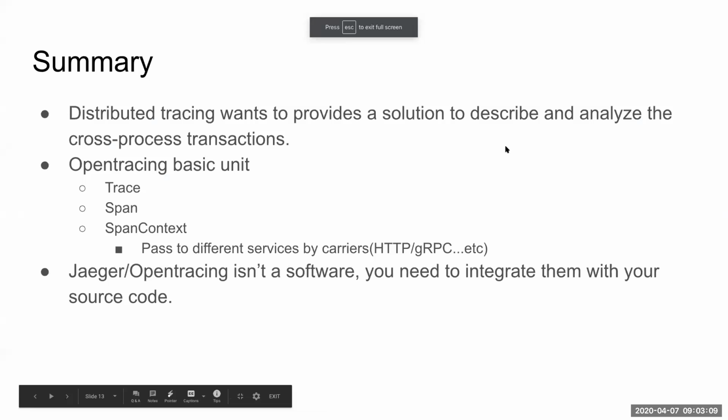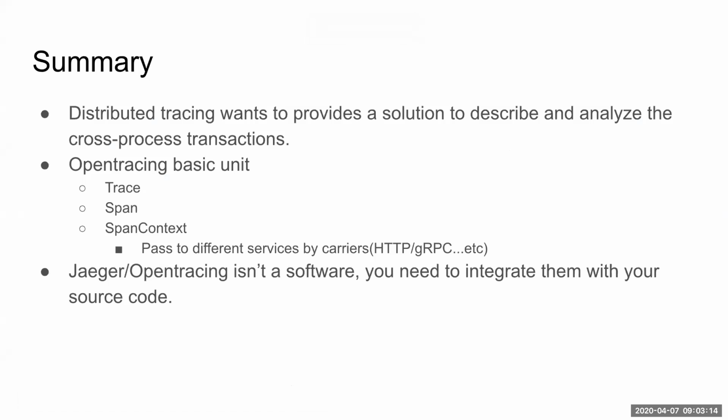So let me give a summary here. Distributed tracing wants to provide a solution to describe and analyze the cross-process transaction. And in OpenTracing, there are three basic units: trace, span, and span context. If you want to monitor the span across processes, you need to pass the span context into your carrier. The carrier should be something like HTTP or gRPC.